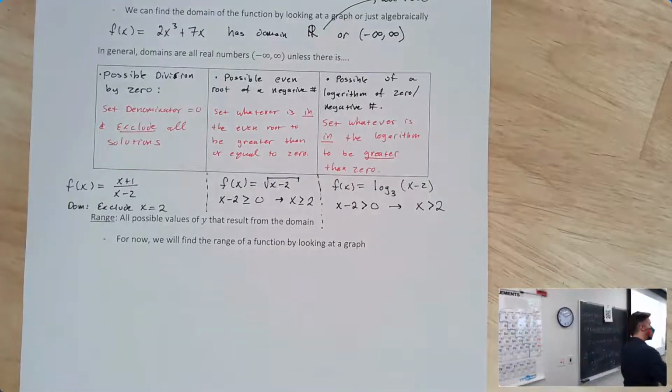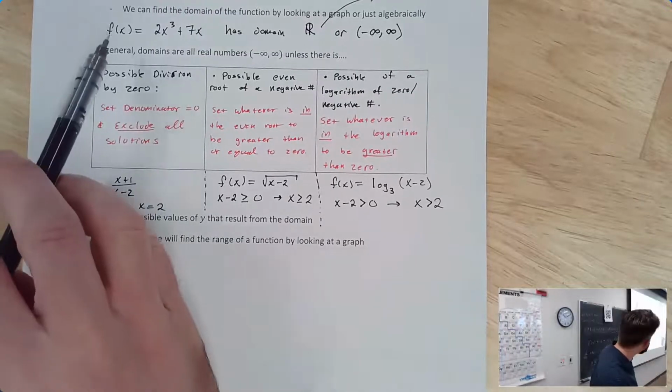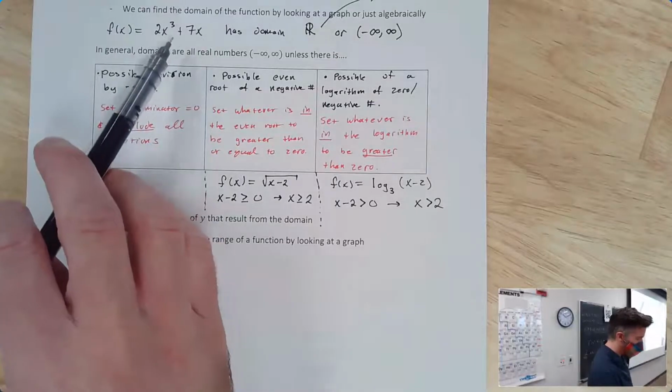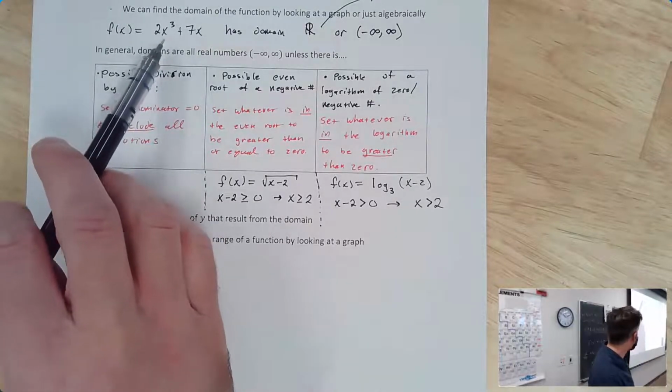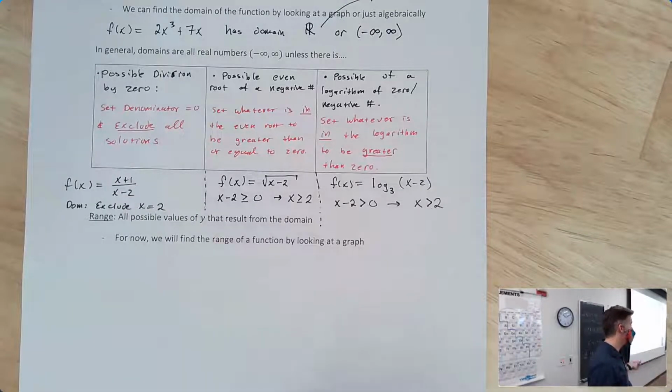When I ask myself, what's the domain of this function? The questions I really ask myself are: is there division? Is there an even root? Is there a logarithm? If none of those things are true, the domain is everything. So like in this prior example up here, in this function, I could say, are there any fractions? No. Are there any square roots? No. Are there any logarithms? No. So I know the domain is everything.